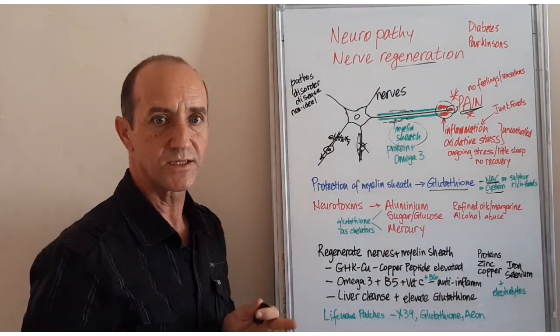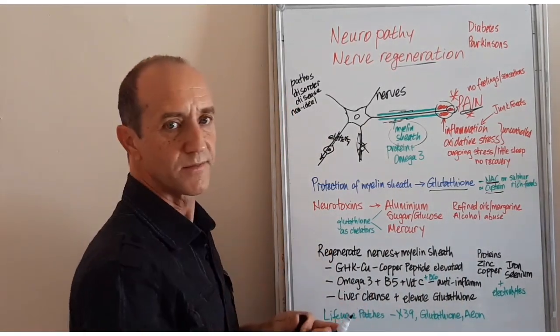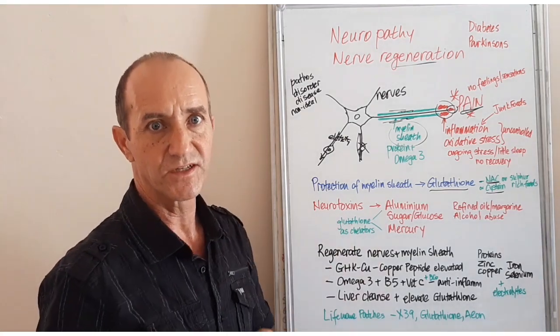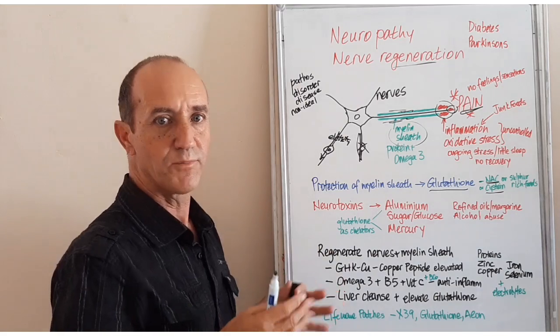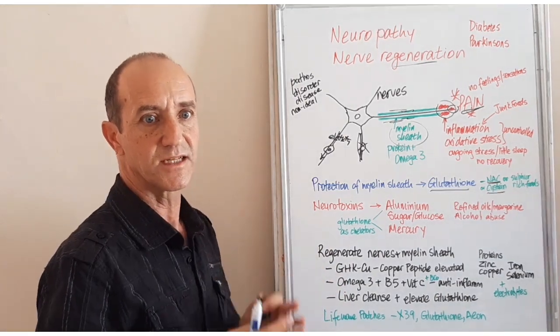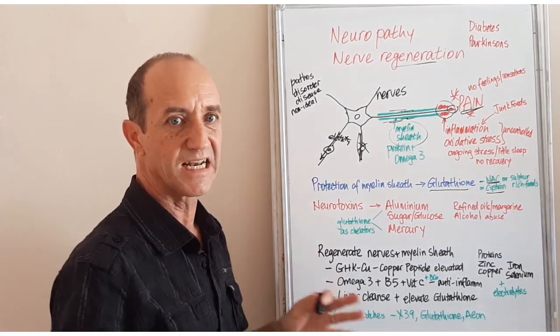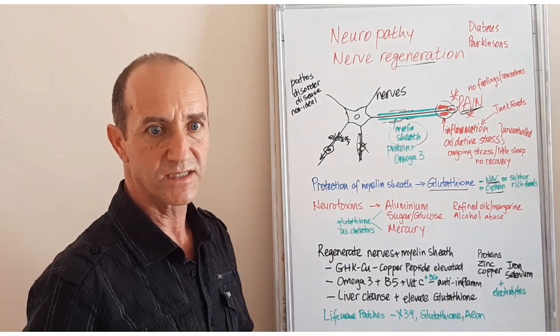There's a substance in your body called a copper peptide. If you want to know more about copper peptide, I've got videos on it. I'm not going to go into detail here, but a copper peptide is a substance in your body which is in abundance when you're 20 years old, and it declines by more than half by the time you're 60.